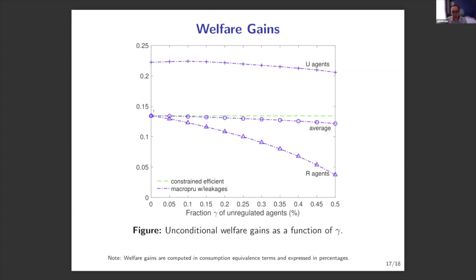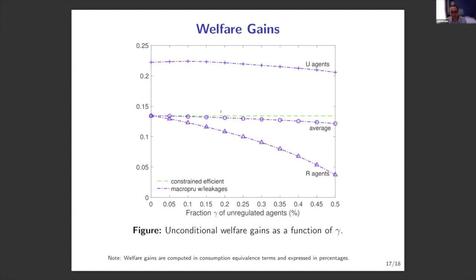with different lines. The one with circles would be the average welfare gain. The upper one is the welfare gains for unregulated agents, and the one underneath is the welfare gains for regulated agents. So what we see here again is that when it comes to aggregates, when we take the average between the welfare gains of the different agents, we are surprisingly close to what we get in an economy without leakages. There are some welfare losses, even on average, to having larger fractions, toward 30, 40, 50% of the economy unregulated. So we see that this line here is trending down. But the welfare gains remain surprisingly close to what they would be if everybody was regulated.